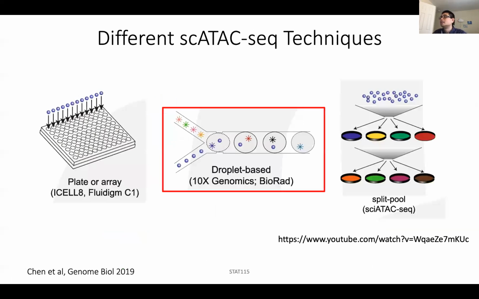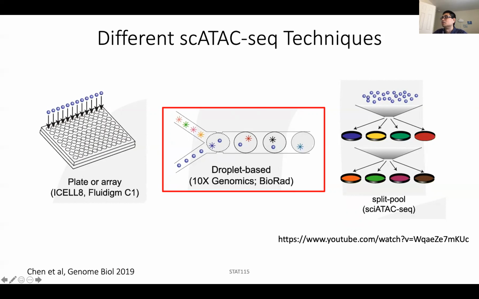Okay. Other methods in addition to the droplet-based one are being developed. Similar to single-cell RNA-seq, there's the plate-based method in which a single cell is sorted into a single well, for example, into a 96-well plate. There's also the split-and-pool strategy, which was also initially used for single-cell RNA-seq.